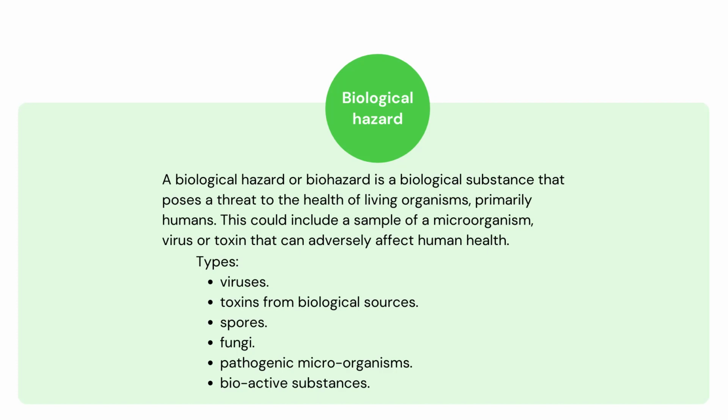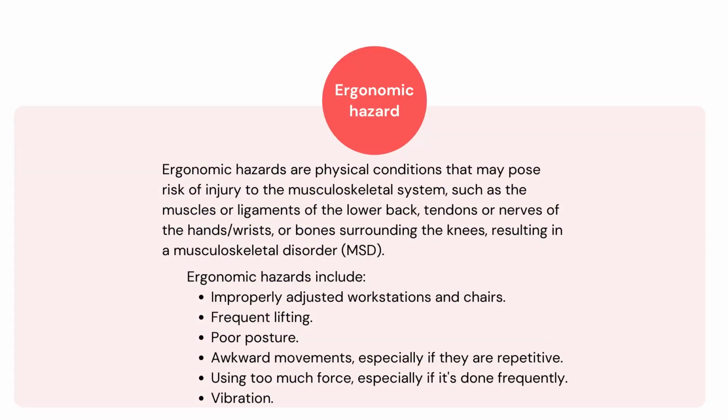This could include a sample of microorganism, virus, or toxin that can adversely affect human health. Types of hazards include viruses, toxins from biological sources, spores, fungi, pathogenic microorganisms, and bioactive substances. Lastly is the ergonomic hazard.